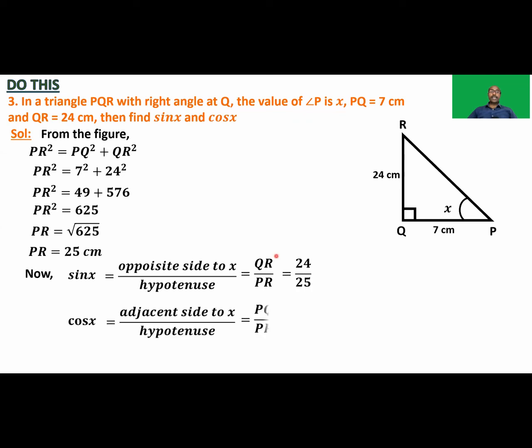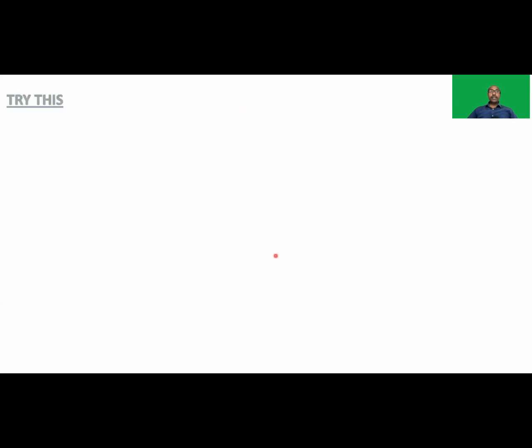Okay. Sin x is equal to 24 by 25 and cos x is equal to 7 by 25. So now let us solve the problems under the title, try this.